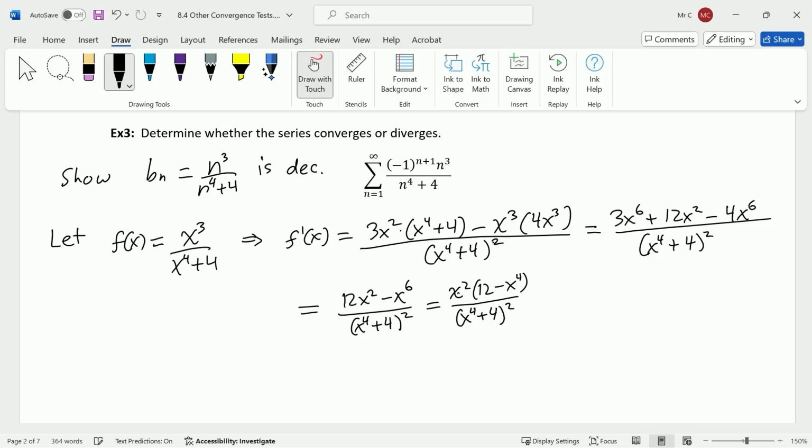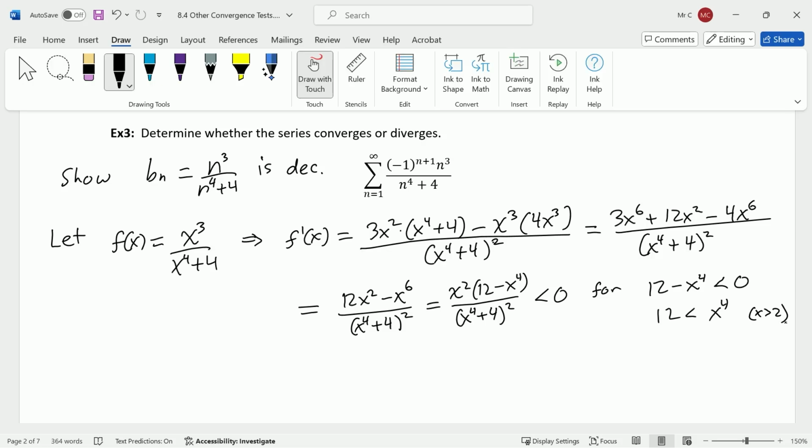And x squared is positive. x to the 4th plus 4 squared is positive. So when is this thing negative? So this is negative for 12x minus x to the 4th being negative. Whenever 12x minus x to the 4th is negative, the whole thing will be negative. So whenever x to the 4th is greater than 12. And when x is 2, 2 to the 4th is going to be 16. So this is true for any x greater than 2.